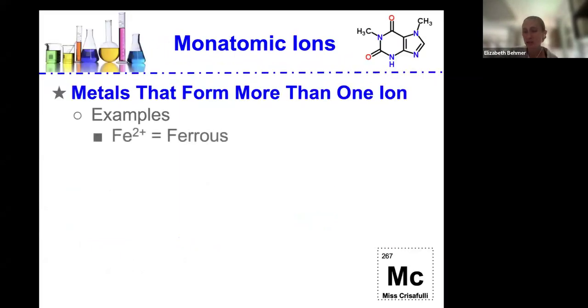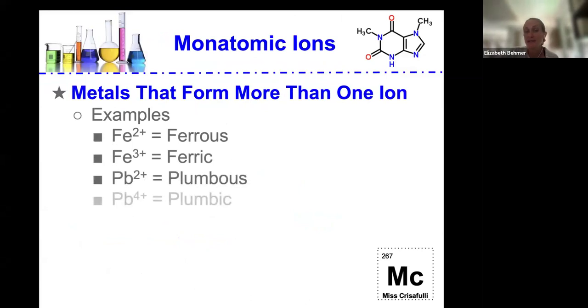Examples: iron 2+ would be ferrous, iron 3+ would be ferric, lead 2+ would be plumbous, and lead 4+ would be plumbic.